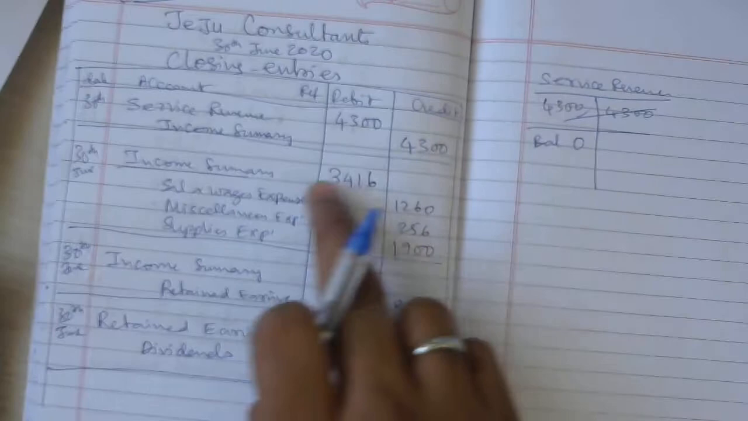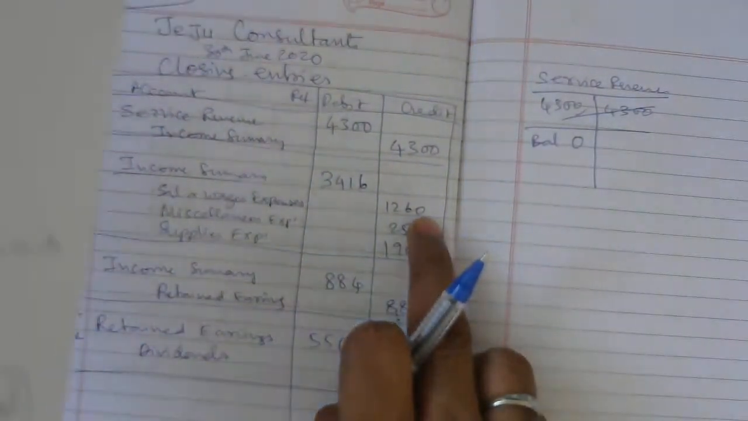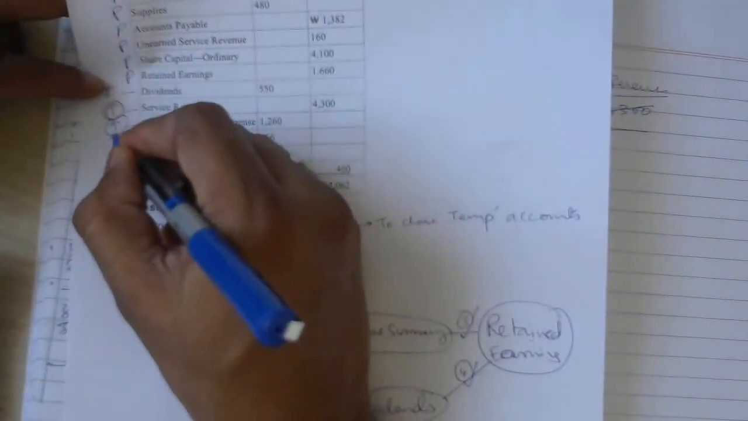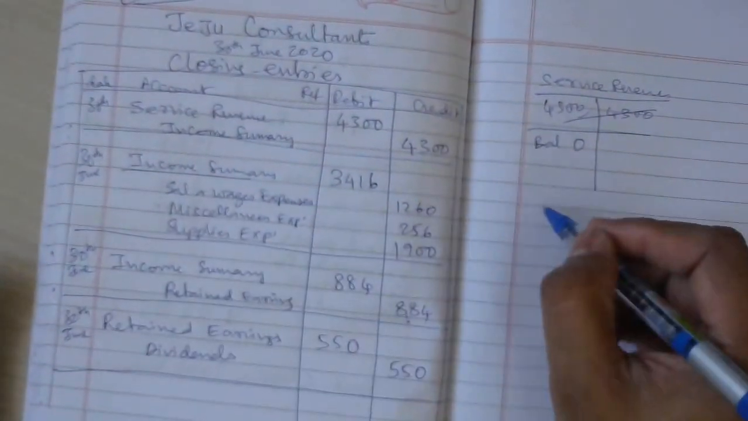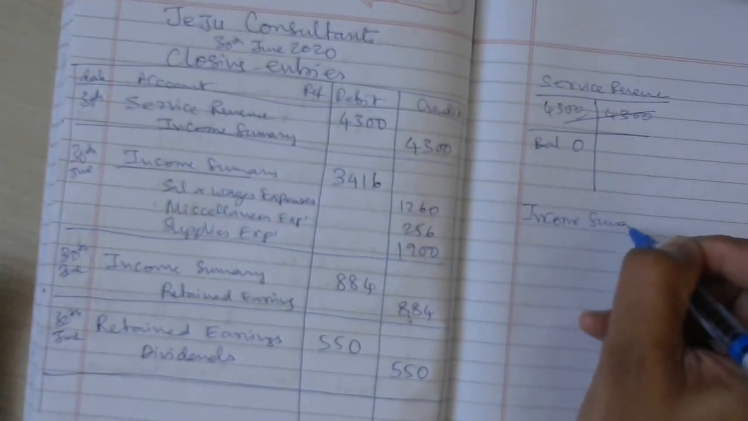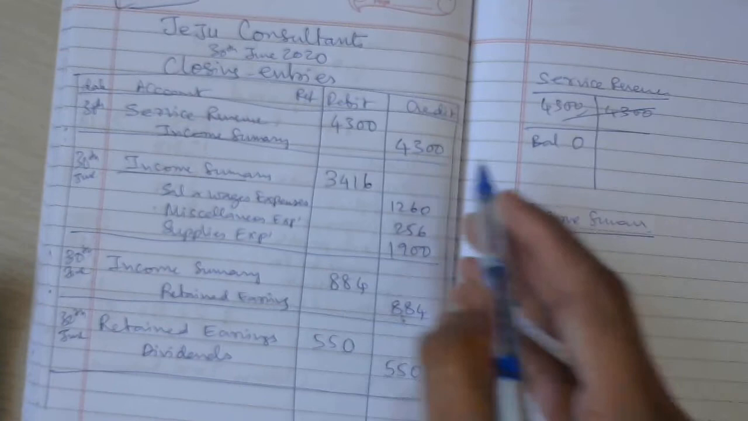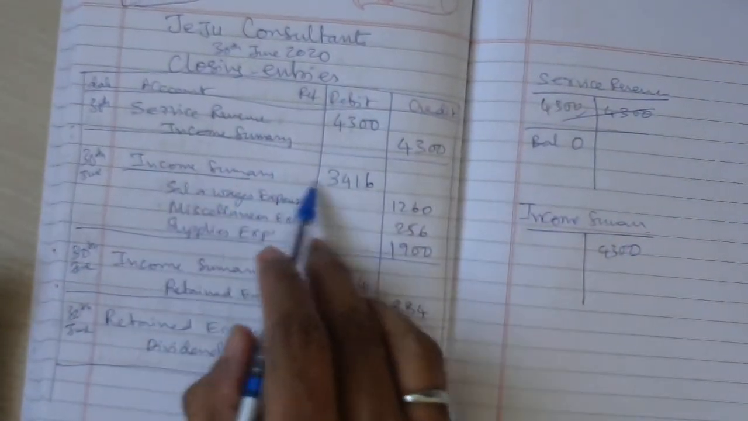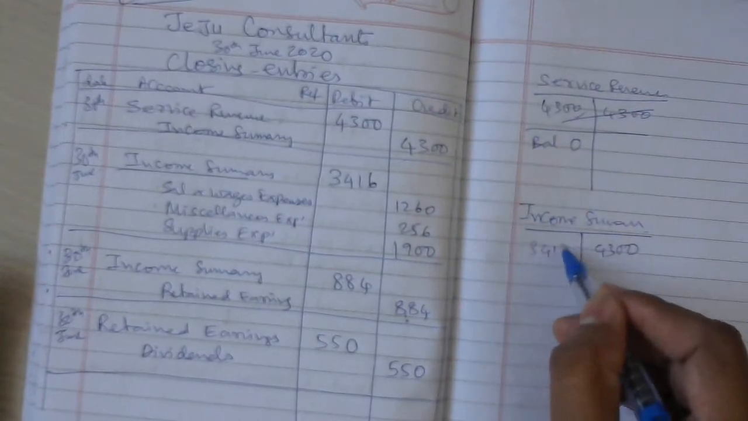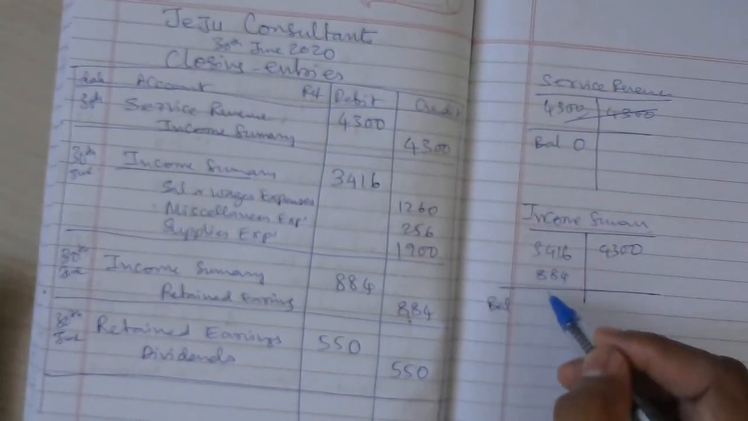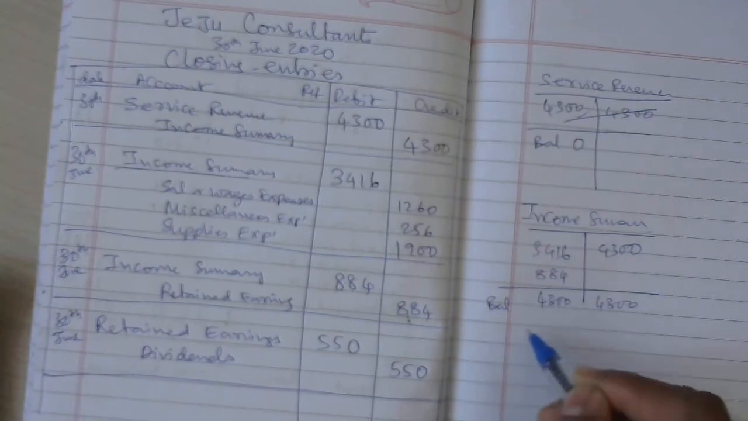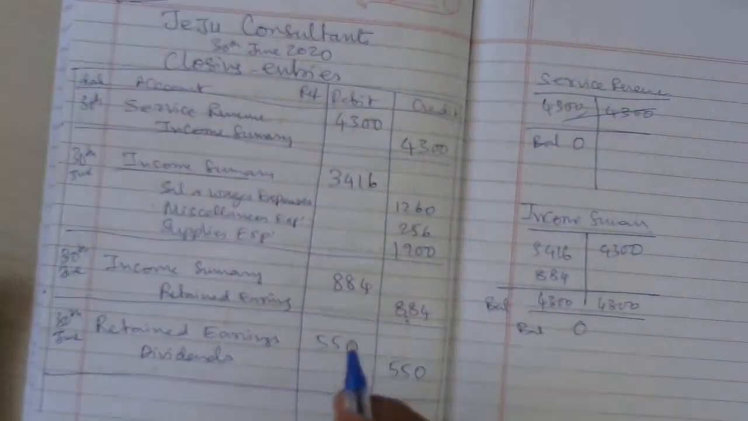The same thing happens for salaries and wages. So here 1260 is under credit, here 1260 is under debit. So the T account will cancel. 256 under credit and here 256 under debit and so on. So these three accounts also, all will become 0. Similarly, dividends. And income summary also, if you see income summary, here you see income summary has 4300 on credit side. Then 3416 on debit side, and then one more 884 on debit side. So now if you see balance, this side it is 4300, this side it is 4300. So net balance is 0. So income summary is also gone.